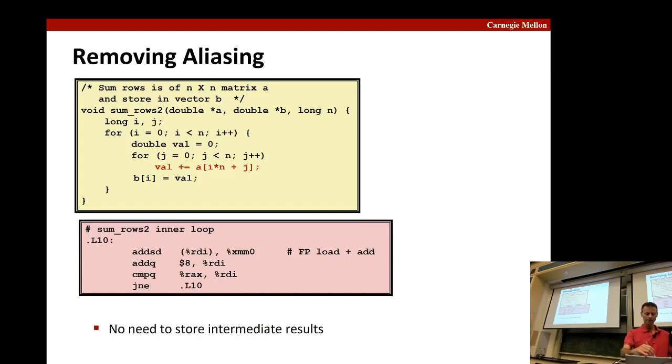But now, if we just accumulate into a temporary, so let's define a temporary that has nothing to do with A or B, then I can do the accumulation and just assign it at the end, right? And I don't have to worry about this aliasing issue. Okay, and you can see the inner loop is very simple. We're no longer doing a store and then a load, a store and a load, a store and a load every single time.